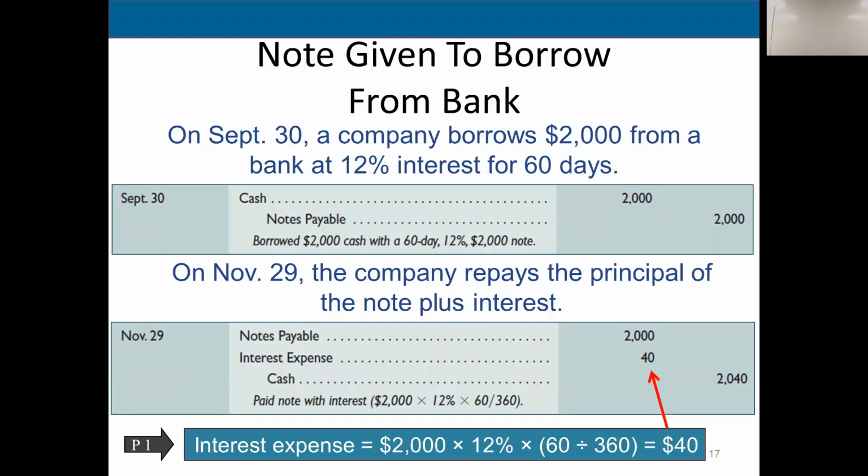Now, November 29th, we repay the principal plus interest. So again, our accounting would be debiting notes payable. So we're removing it at that point. Just compare that transaction to the one on September 30th. We're satisfying that liability, but we also paid $40 in interest. Total cash outlay, $2,040. So we credit cash the amount of principal and interest, or the actual amount that we paid. So we just reduced our cash by $2,040.